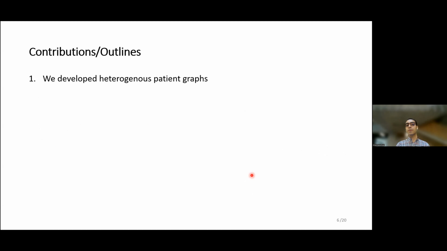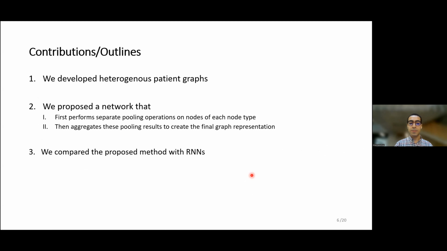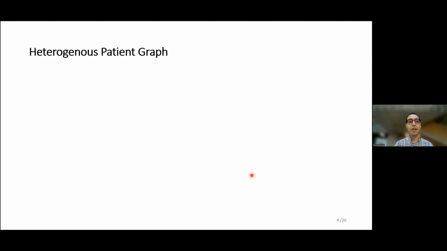So we developed heterogeneous patient graphs, and we also propose a network that first performs separate pooling operations on nodes of each node type, then aggregates these pooling results to create the final graph representation. And finally, we compared the proposed method with RNNs. So let's first talk about the heterogeneous patient graph.